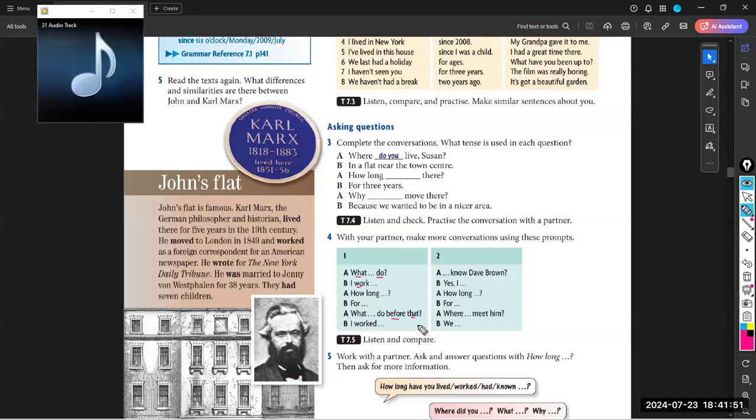Okay. Raed, can you hear me? Yes, I can. So, Raed, what do you do? I work in a hospital. How long have you been there? For 3 years. I have been there for 3 years. Amazing. What did you do before that?